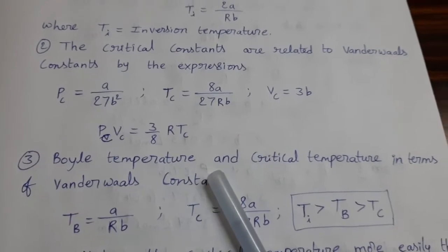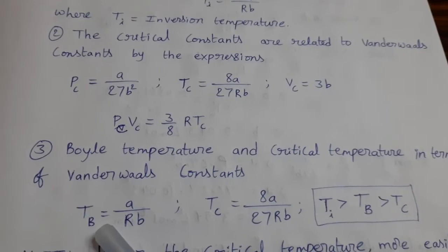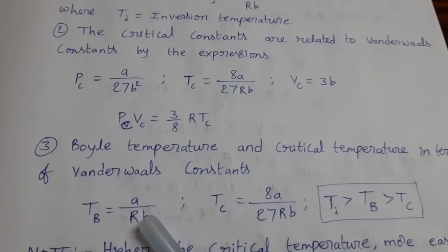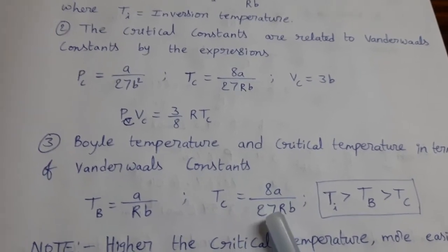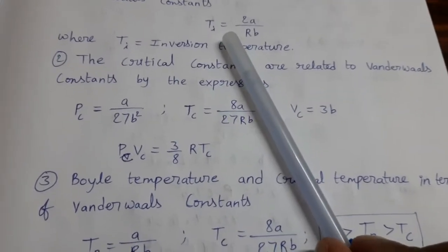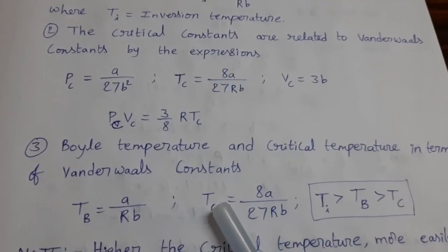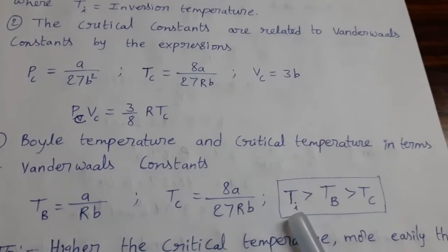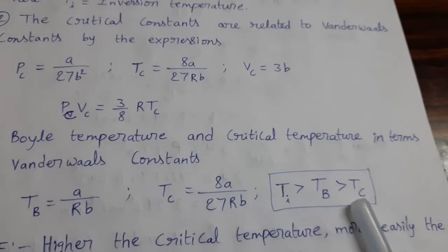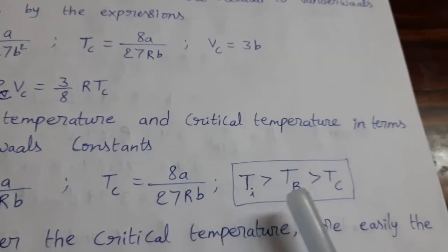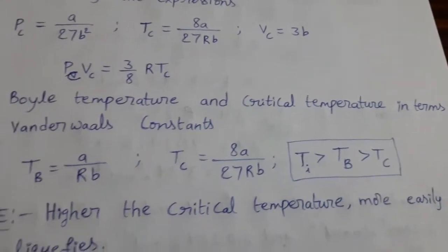Next, Boyle temperature and critical temperature in terms of van der Waals constants. Boyle temperature Tb equal to a by Rb, critical temperature Tc equal to 8a by 27Rb, and this is inversion temperature, Boyle temperature, critical temperature. These three terms are related in this way: inversion temperature is greater than Boyle temperature greater than critical temperature. Remember this relation.